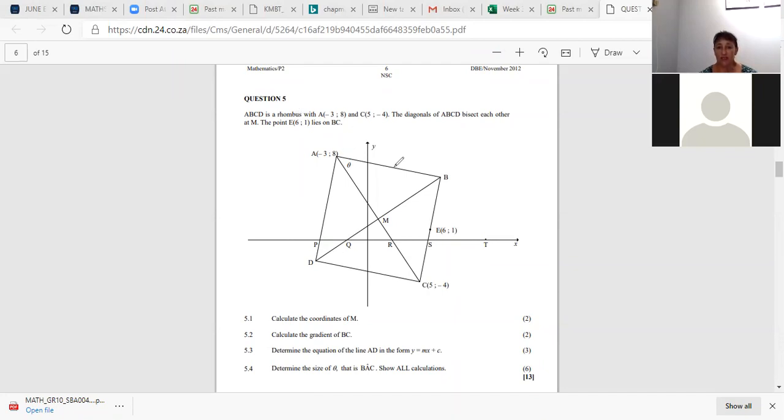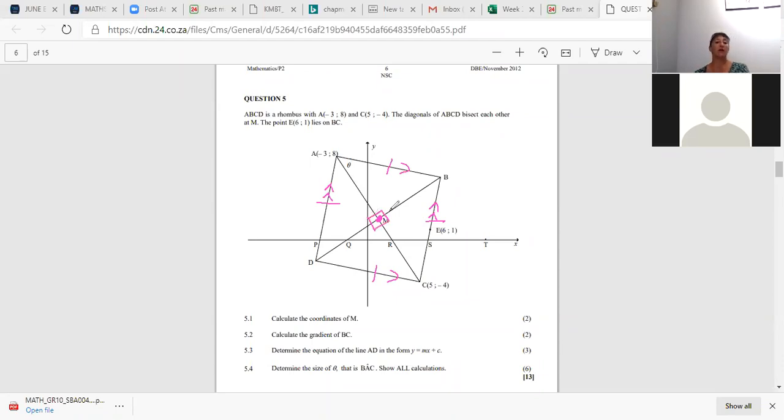So remember, a rhombus has equal sides. All of them are equal to each other, and the opposites are parallel. And the diagonals bisect each other. So in other words, M is the midpoint and the midpoint. Okay. And the diagonals bisect at 90 degrees.